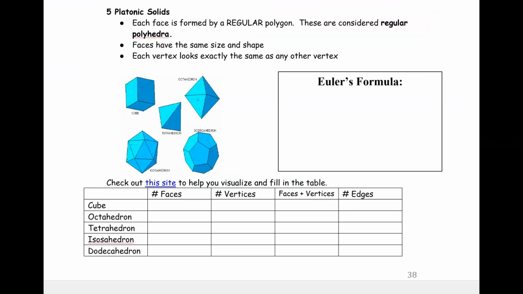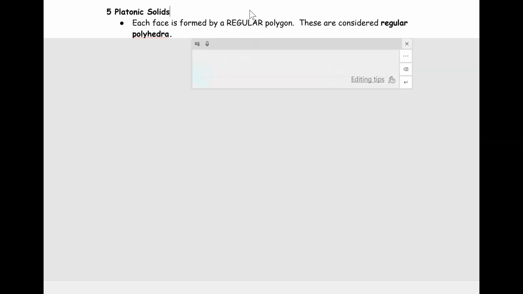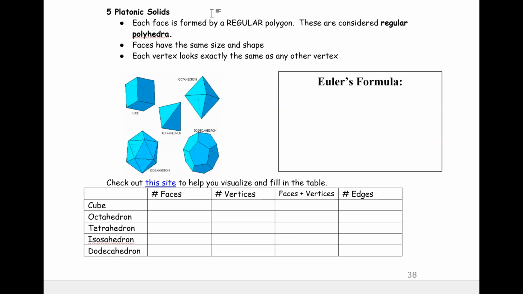So I'm going to go back to our notes, and let's back up, and I'll talk about what the Platonic solids are. They're a very special type of polyhedra where every face is formed by a regular polygon. And remember from past sections, a regular polygon is just a polygon where all the angles and sides are congruent. Hang on a minute, my pen needed to reboot here. Okay, so regular just means congruent sides and angles. They're considered regular polyhedra.